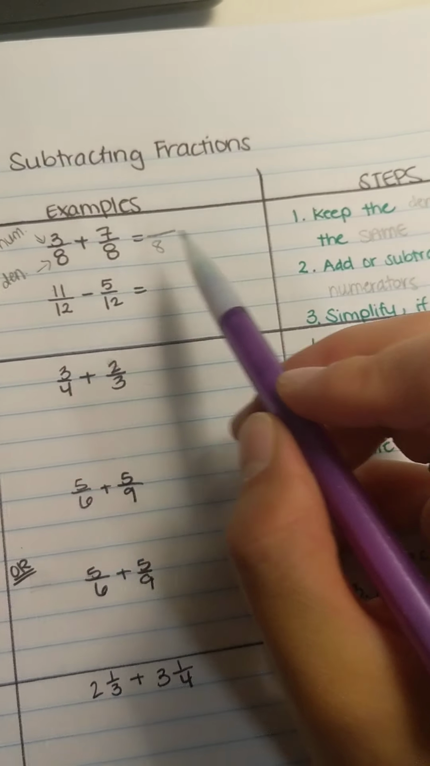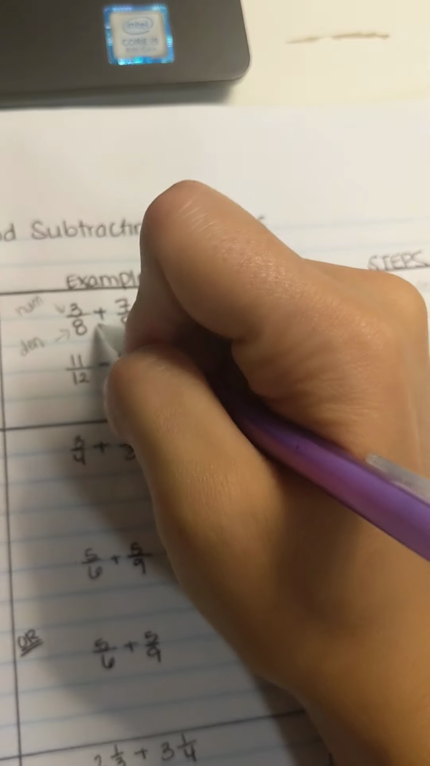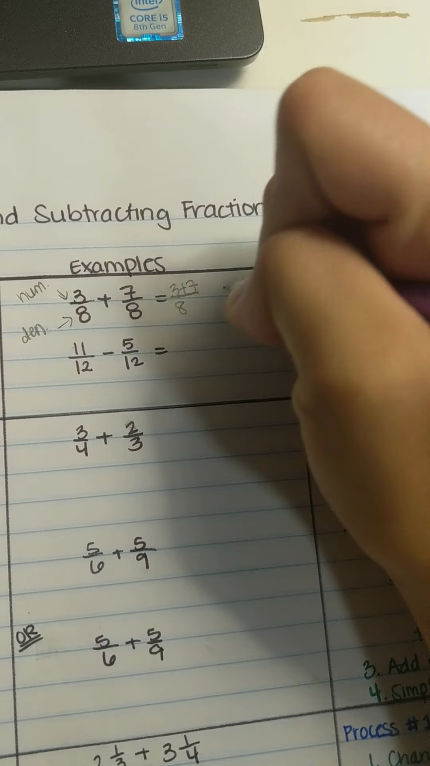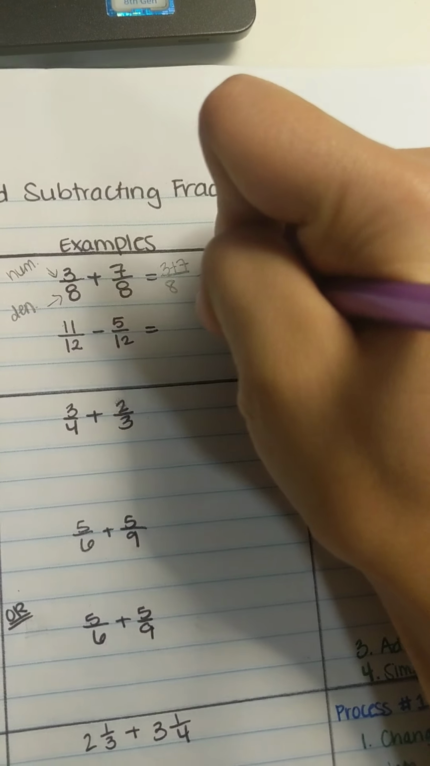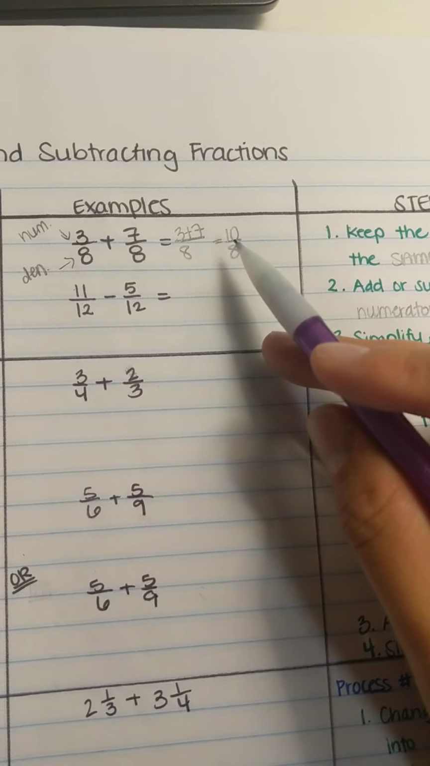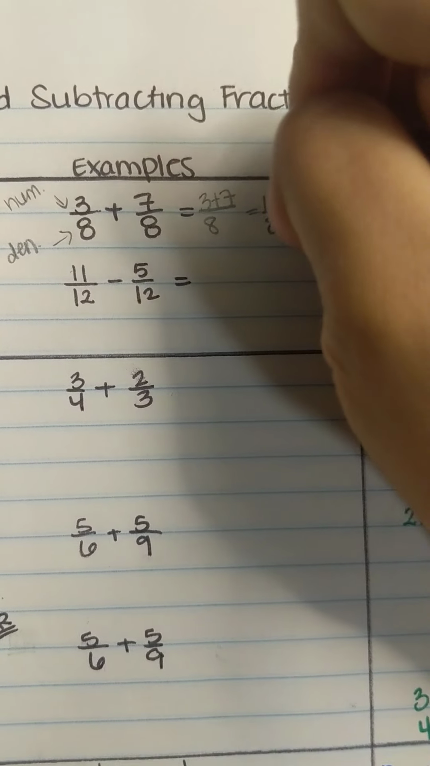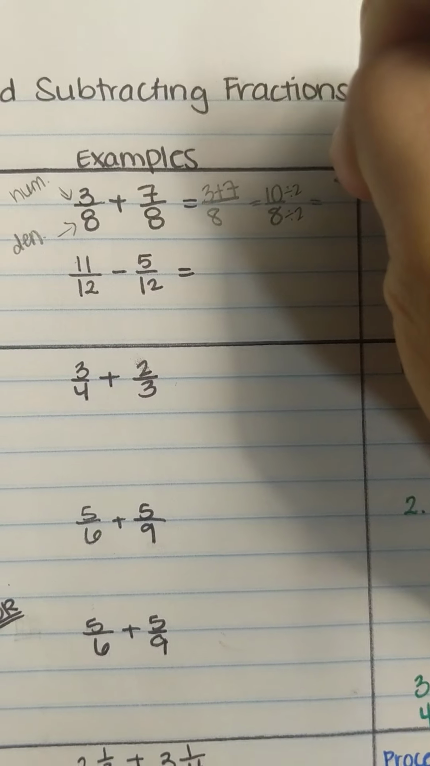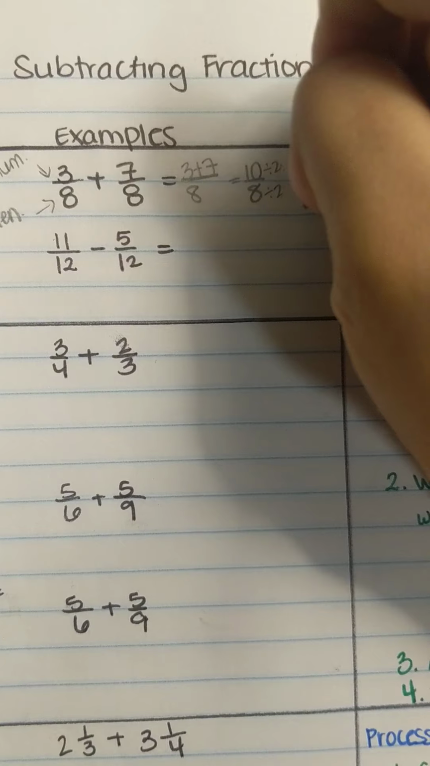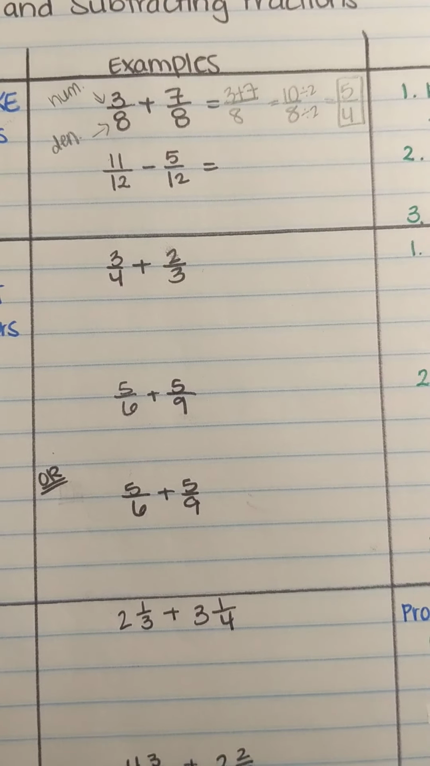Then to get the numerator we are going to add or subtract the numerators. Here's an addition sign, so we know we are going to be adding 3 plus 7. So 3 plus 7 is 10/8. And then I want to simplify, also known as reducing this fraction. What number goes into both 10 and 8? Well, that's 2. So divide the numerator and denominator by 2. 10 divided by 2 is 5. 8 divided by 2 is 4. 5/4, that's your final answer. You can also write that as 1 and 1/4 if you would like.